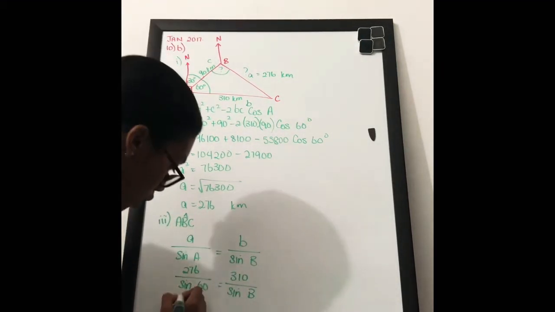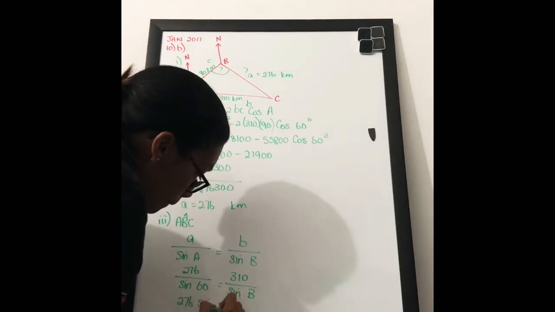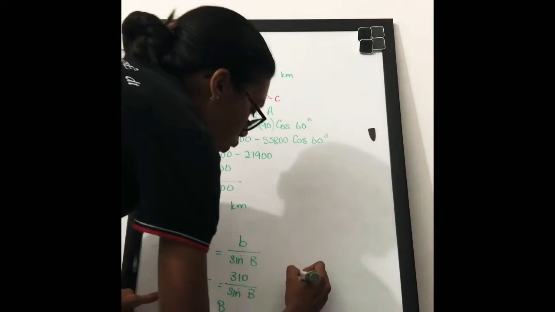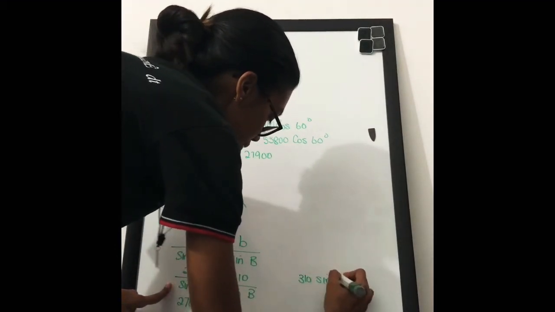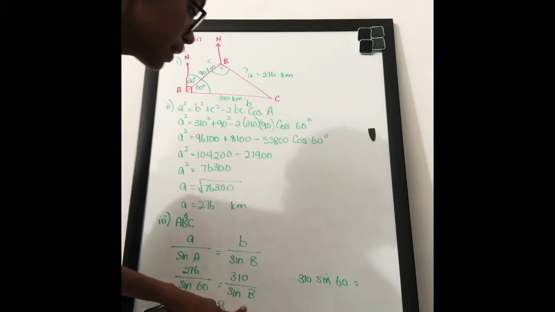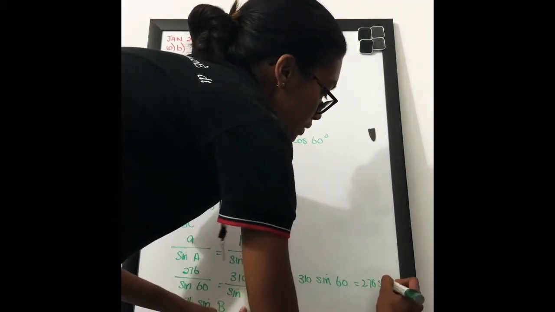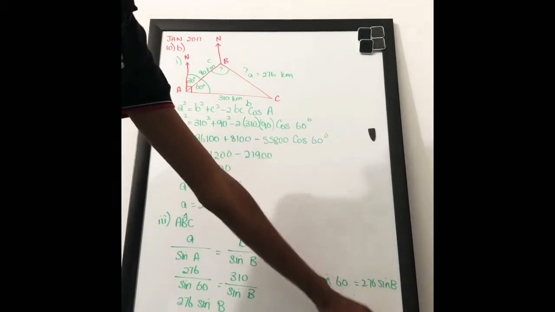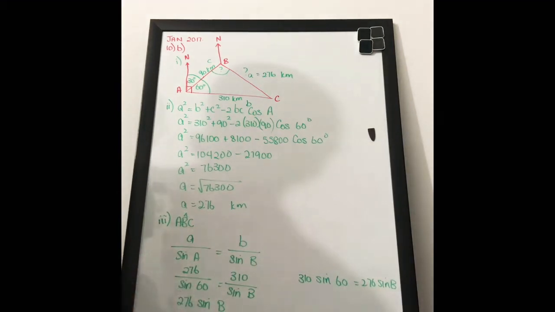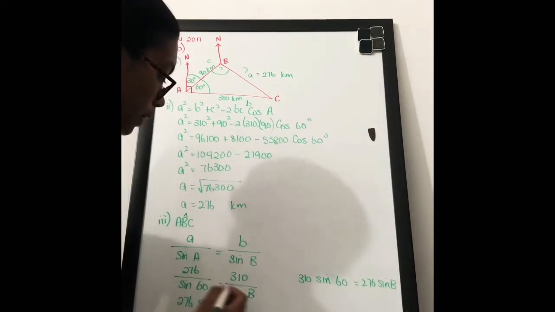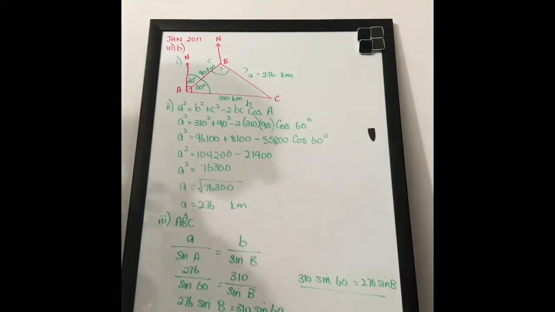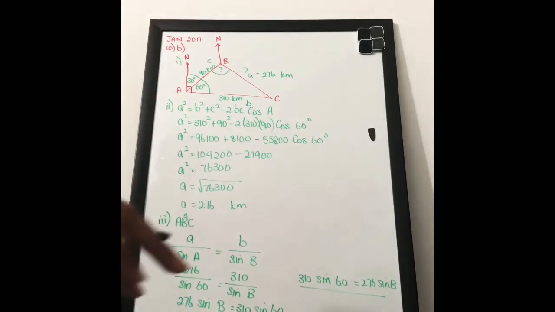276 by sine B would give us 276 sine B. Always try to get the unknown on the left hand side, right? Now if we did it the other way and multiplied 310 by sine 60, we would have 310 sine 60, which is equal to 276 sine B. So from this point, if this is equal to this, then this is equal to this. So we could just write 276 sine B is equal to 310 sine 60. Now it's the same thing, right? But just keep it simple, don't confuse yourself.